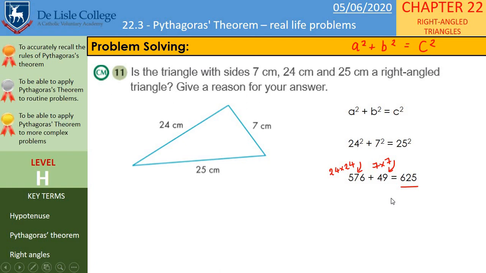Now, unless you know your square numbers up to 25 squared, you will think, well, I don't know if 625 is the same as 25 squared. So let's square root 625, and it does. It does equal 25, which means that yes, that triangle is in fact, and let's put it in for good measure, a right angle. Brilliant.